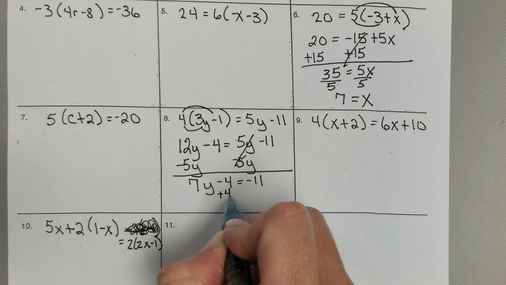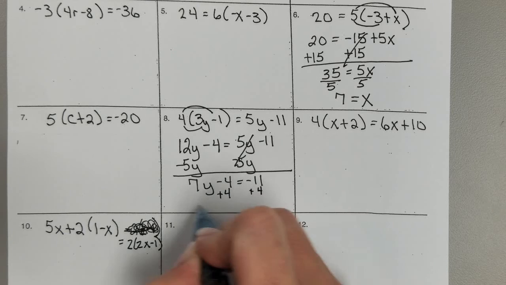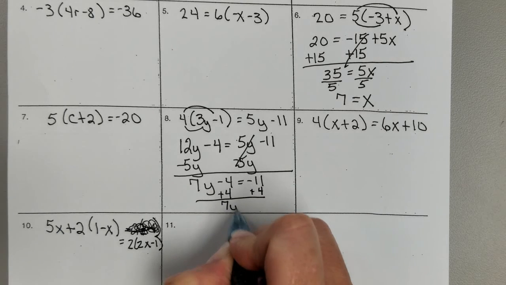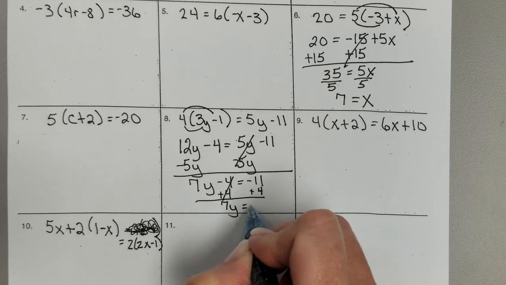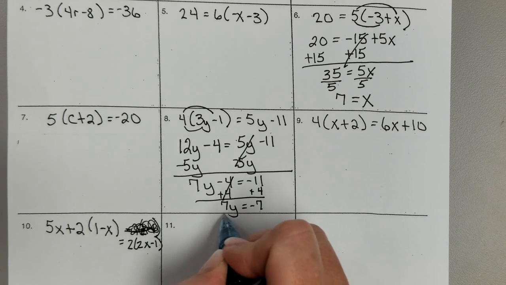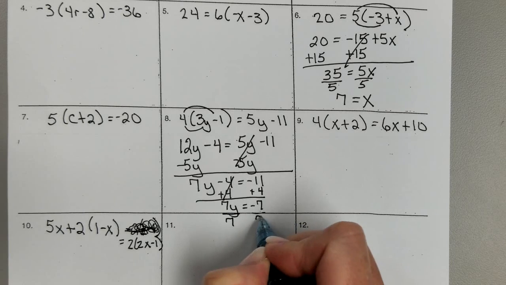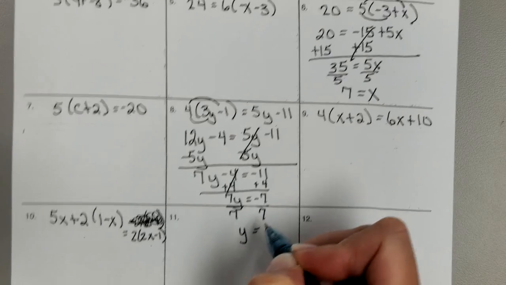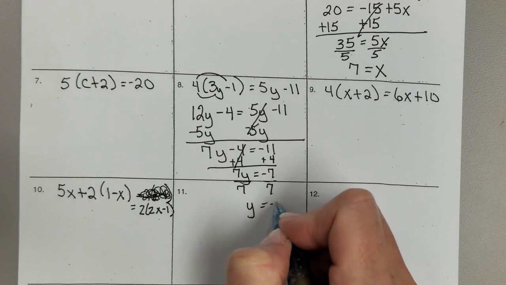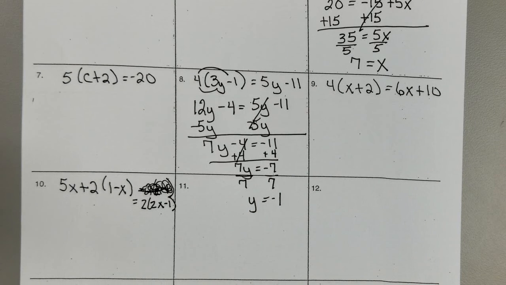So we're going to add 4. So I get 7y equals negative 7. We're dividing, and y would equal negative 1. Okay? And then 9 and 10 are the same thing. You've got to distribute, get variables to one side, numbers to the other. All right, hope that helps.